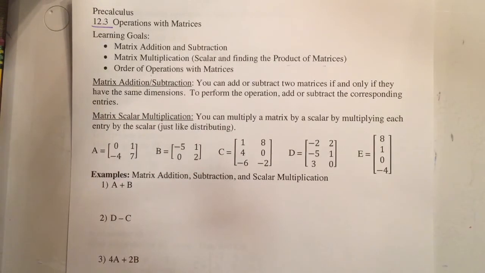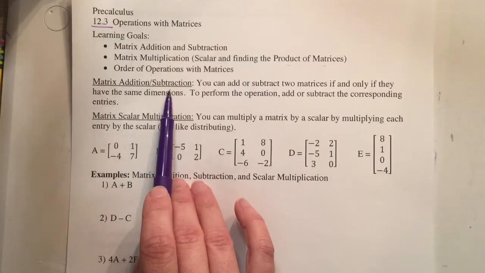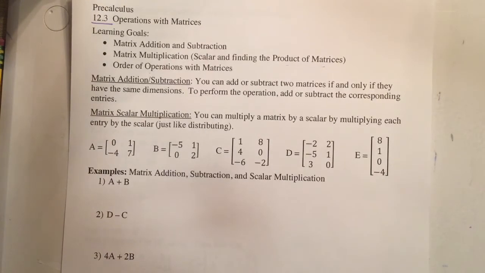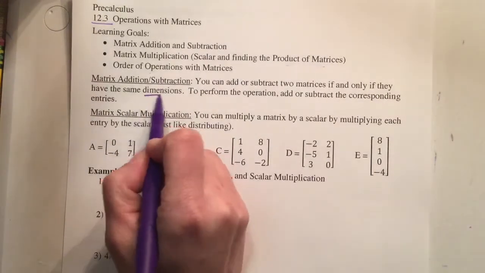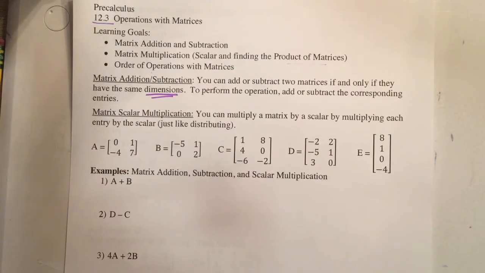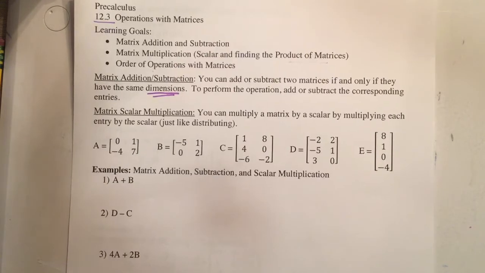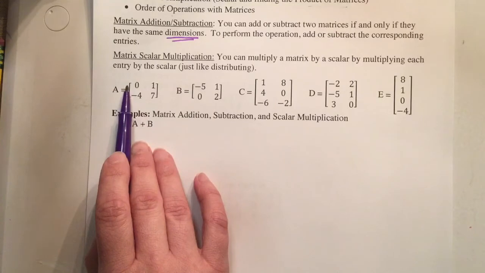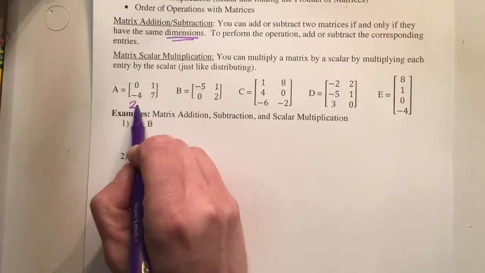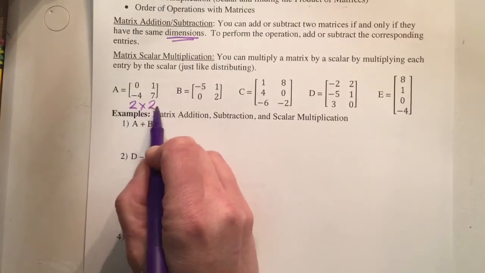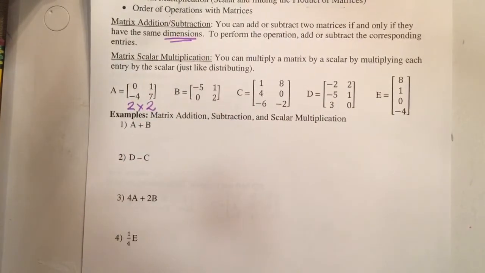So the first thing, when you are doing matrix addition and subtraction, it says you can add or subtract two matrices if and only if they have the same dimensions. Now, the dimensions of a matrix tell you how many rows by how many columns. Rows go side to side, so we're looking horizontal. So A has 1, 2 rows by how many columns, and that's a vertical line, 1, 2. So A has the dimensions 2 by 2.